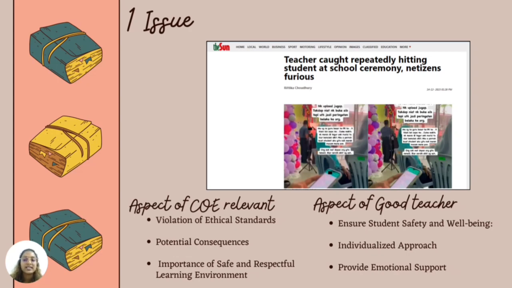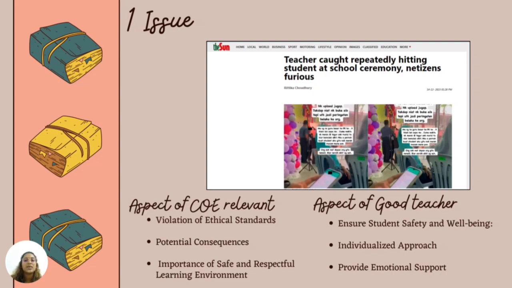The next point is an individualized approach. The teacher will recognize that each student is unique and may require personalized attention based on their specific needs and learning tendencies. They will tailor their approach to address students' concerns and ensure their academic and emotional well-being.